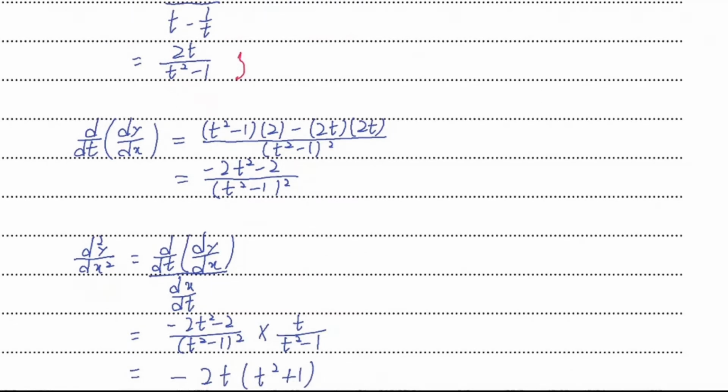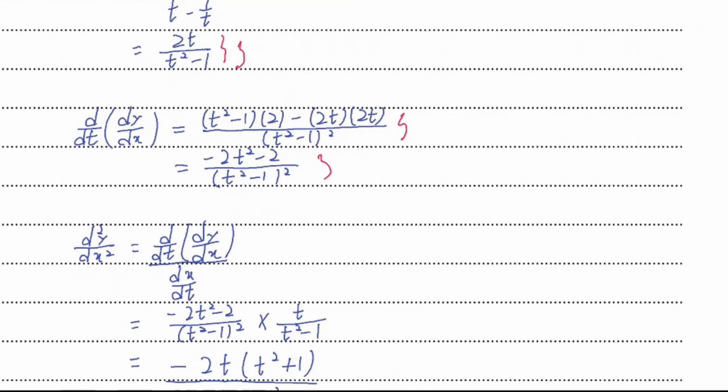For the second derivative, there are two steps involved. One is from the dy dx, we differentiate it with respect to that variable. So here it is t, we just differentiate as usual with respect to t. Here we have to use the quotient rule.